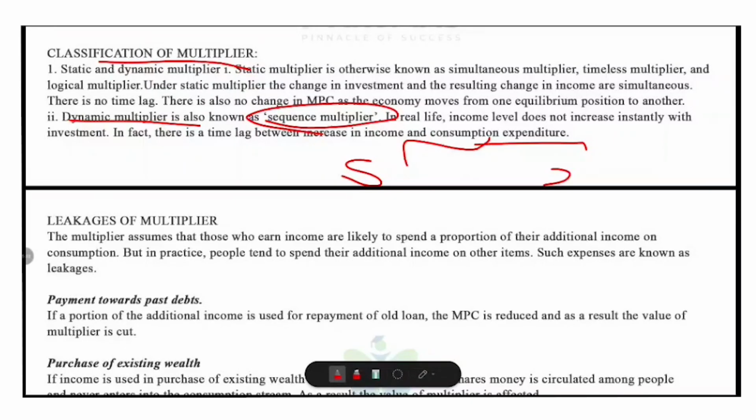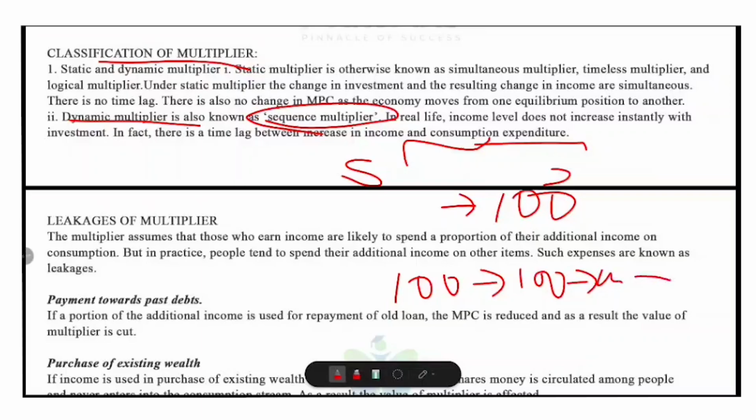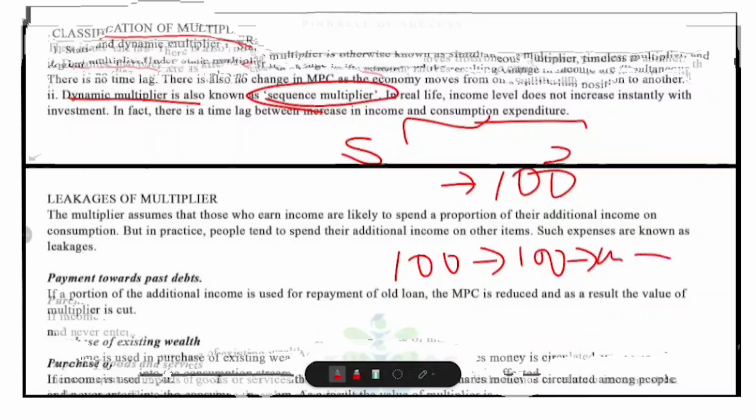What are the features of dynamic multiplier? Income increases in successive rounds, it reflects real life situations, that is, income and consumption adjust over time, and it takes into account time lags and changing propensity to consume. For example, if investment increases by rupees 100 crore, income rises in rounds, that is 100 to 180 to 244 and so on, until it stabilizes at rupees 500 crore. Hope it is clear for you.